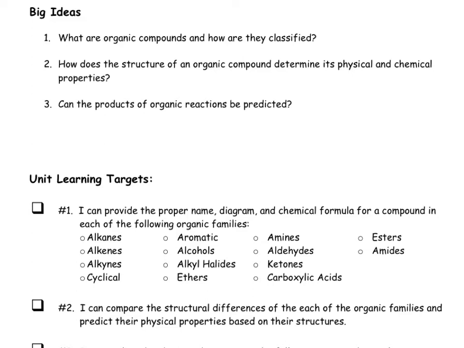In this lesson, we'll finish big idea number 1 and 2. So what are organic compounds and how are they classified? And how does the structure of a compound determine its properties? We'll complete learning target number 1 by talking about esters and amides.